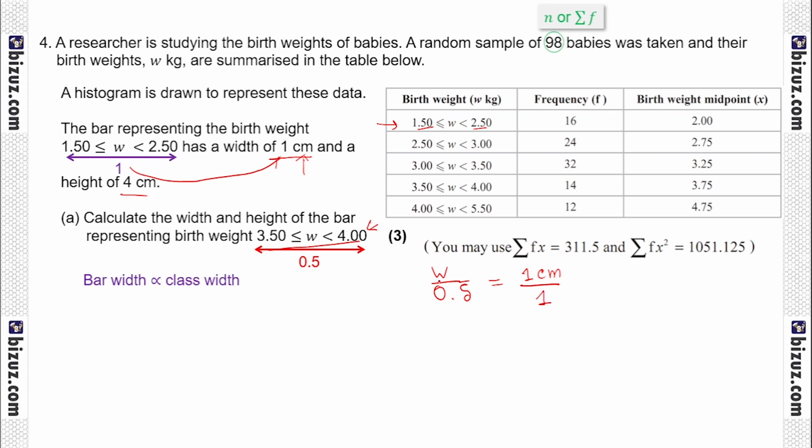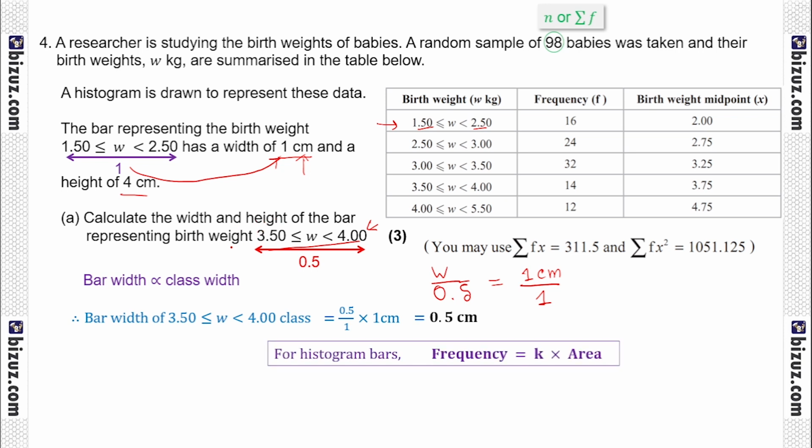So from here, we can get the bar width of this class 3.50 to 4. And this is going to be equal to 0.5 divided by 1 multiplied by 1 centimeter. And the final answer is 0.5 centimeter as expected. However, we are not done yet. We need to find the height of this bar.